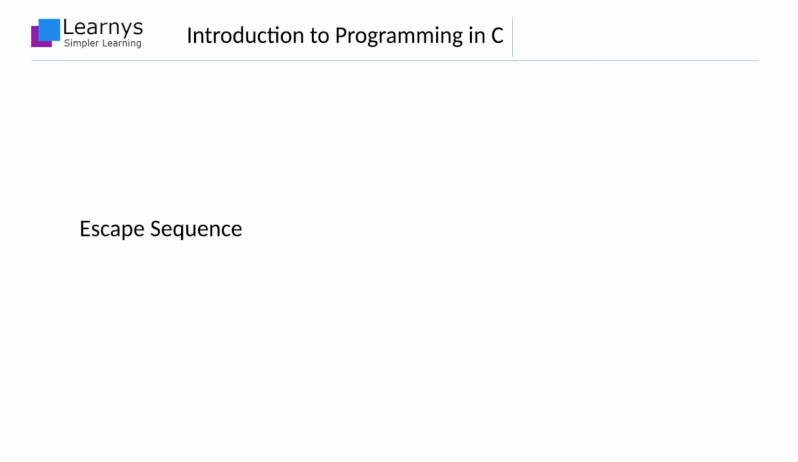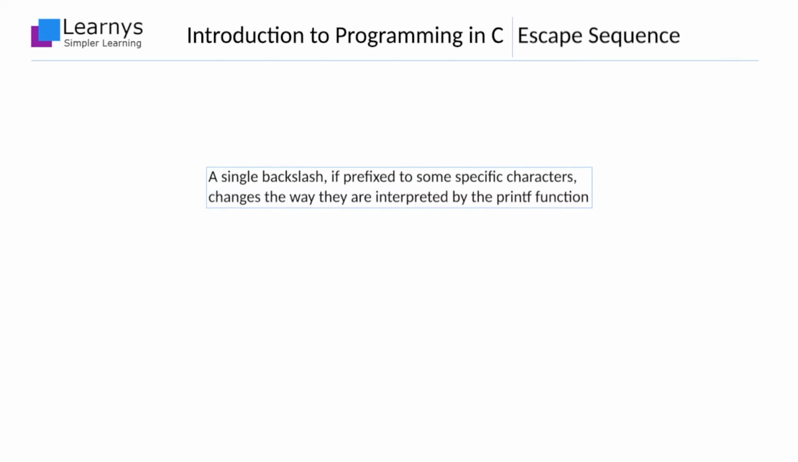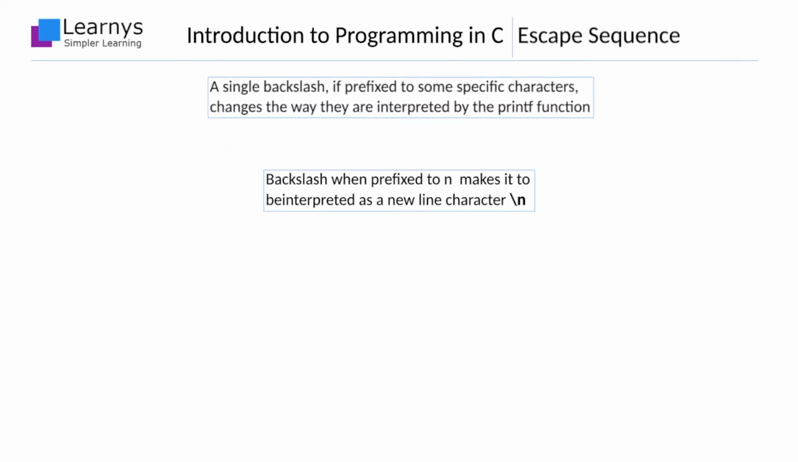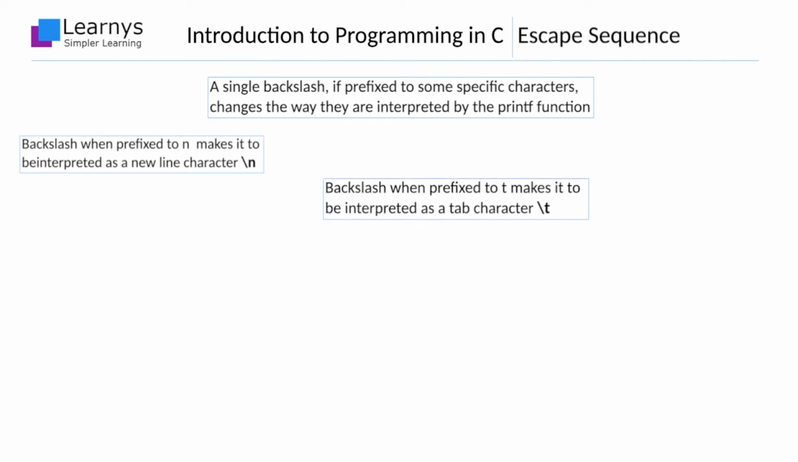The formatter sequence passed to the printf statement may also include something called an escape sequence. A single backslash, if prefixed to some specific characters, changes the way they are interpreted by the printf function. For example, a backslash when prefixed to n makes it be interpreted as a new line character, and when prefixed to b makes it be interpreted as a tab character. Let us see some examples to understand this.